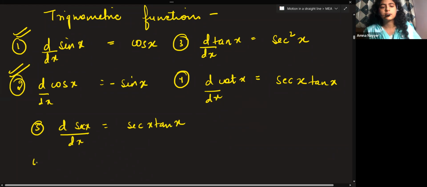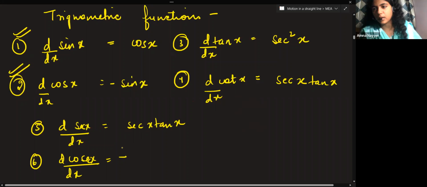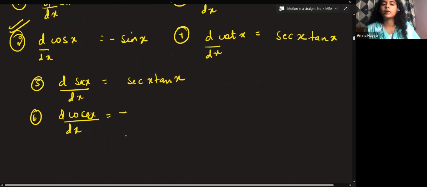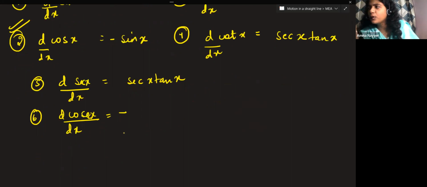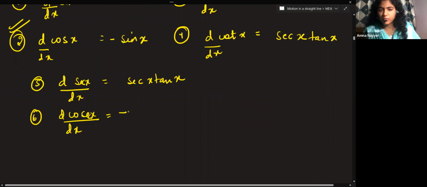And one last, if you have cos x, then this becomes what? With a negative sign. You should add a negative sign in case of cos x as well. So if you have cos x, or you can take cos theta also. Theta, beta, or if you take any variable, omega, alpha, all these are fine. So this becomes with a negative sign.